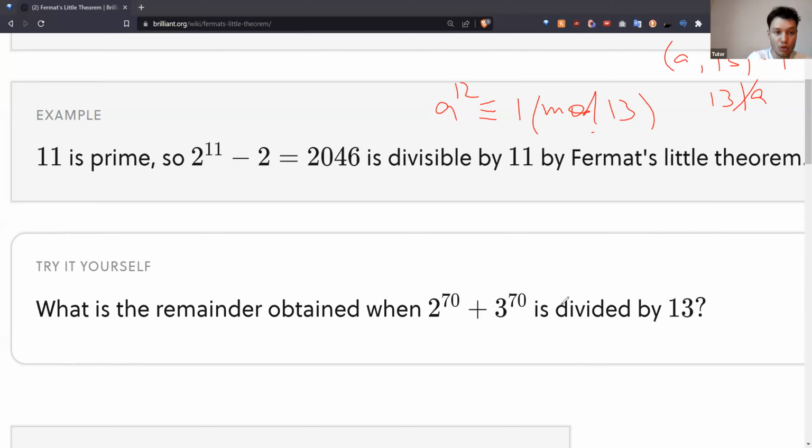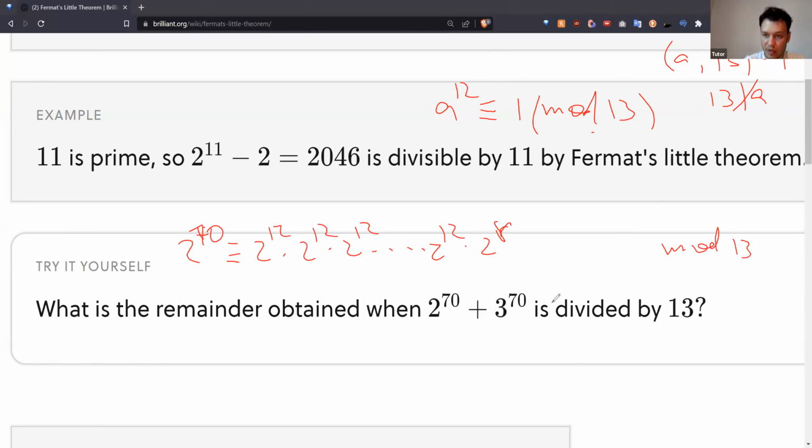So, if I look at 2 to the 70, I can write it as 2 to the 12 times 2 to the 12 times 2 to the 12, multiple times, times 2 to some remainder, right? This is all mod 13. But what is going to be the remainder when I divide 70 by 12? If I use a calculator, let's take 70 divided by 12.